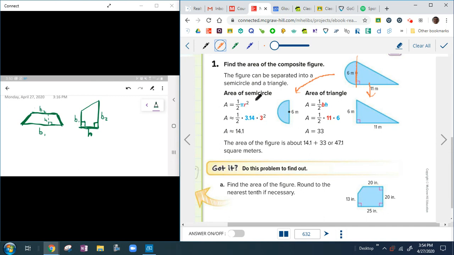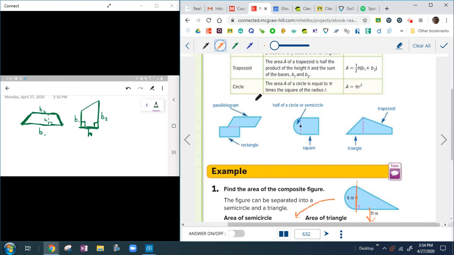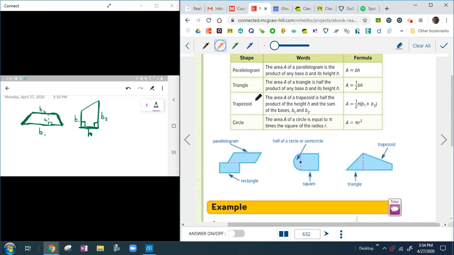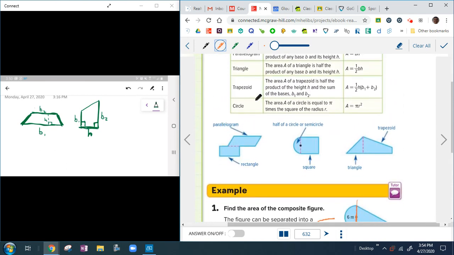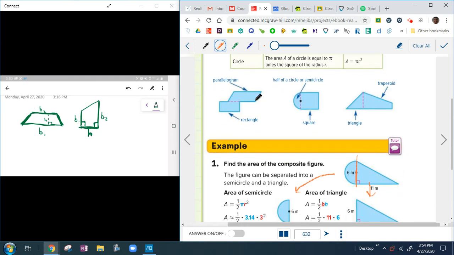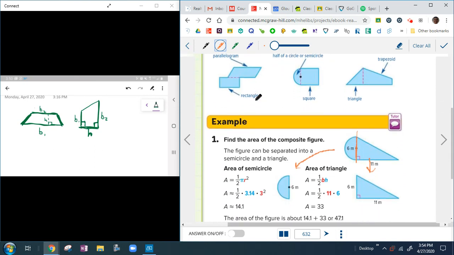You have to use the right formula. It doesn't say up here the area formula for a semicircle, but you might want to jot that into your notes and into your textbook.